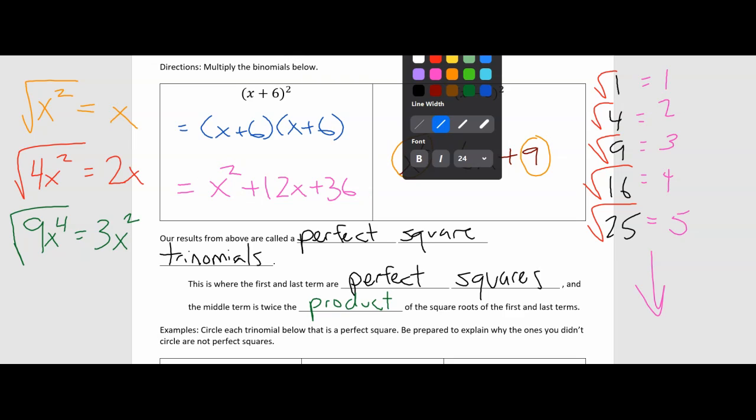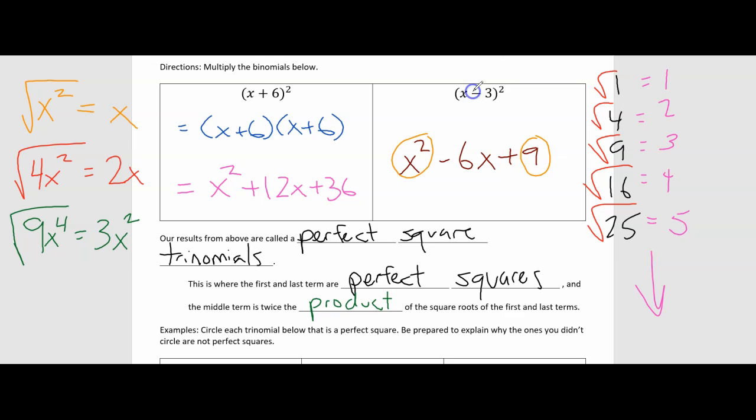So if we look at the first and last term, perfect square, perfect square. Now for the entire trinomial to be a perfect square, this middle term has to be twice, so 2, times the product of the square root of the first term and the square root of the second term. Well, the square root of the first term is x. The square root of the second term is 6. So 6 times x times 2 gives me 12x.